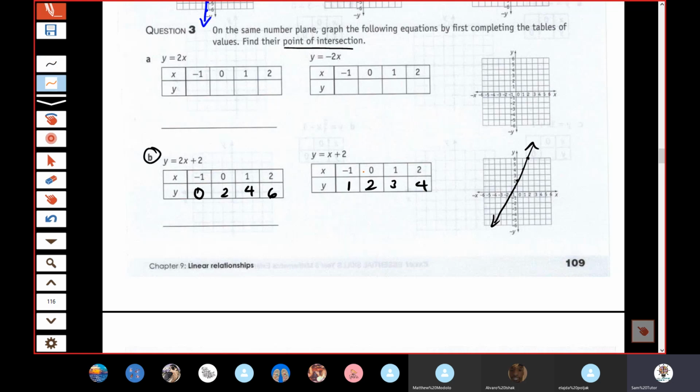Let's draw in a different color. X is negative 1, y is 1, right there. X is 0, y is 2, right there. X is 1, y is 3, right there. X is 2, y is 4, right there. Looks something like this. Cool? Just follow the dots.